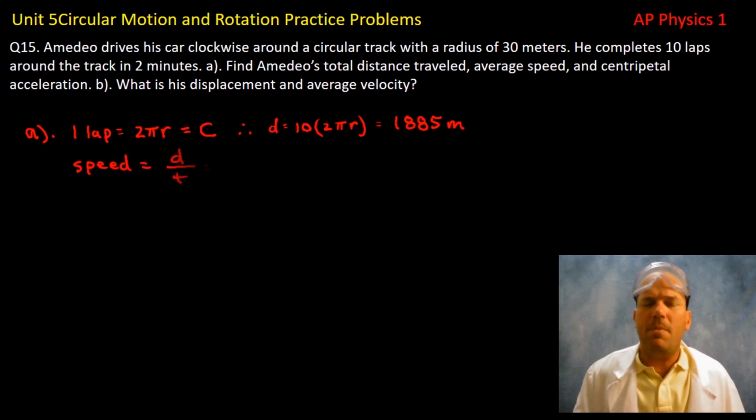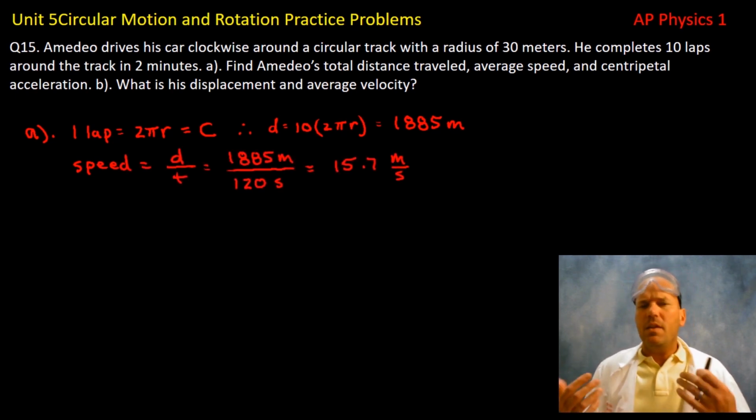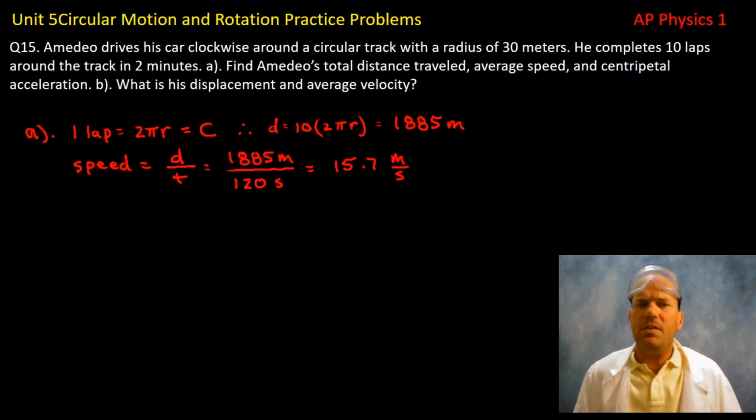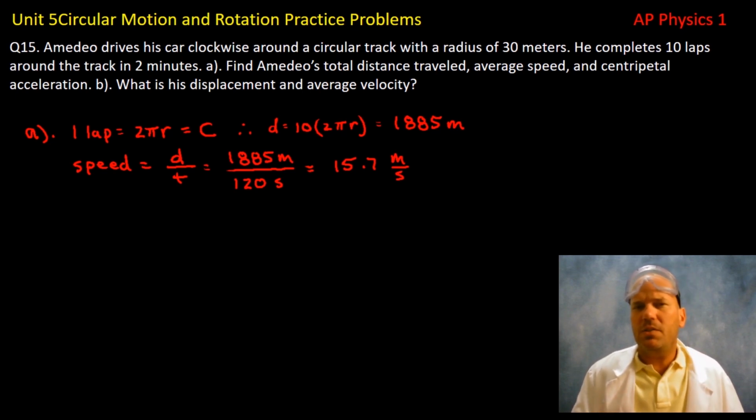We're also asked about the speed. Well, speed is distance divided by time. We've calculated the distance. We know the time. We're going to convert 2 minutes into seconds, base SI units. So we're ensuring we end with meters per second, and the speed that Amadeo has is 15.7 meters per second.